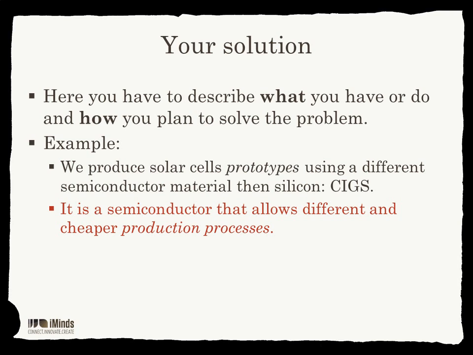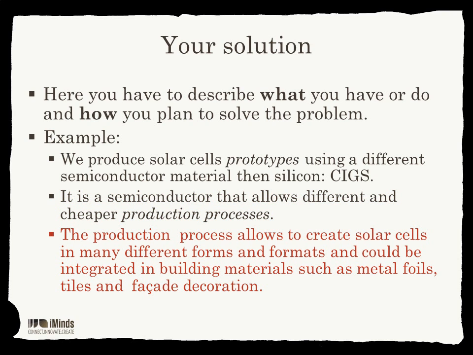If production becomes cheaper, we can make more competitive products and we can look at many different new application areas. And this is confirmed also by the third statement. The production processes allow to create solar cells in many different forms and formats and could be integrated in building materials such as metal foils, tiles, and facade decorations.